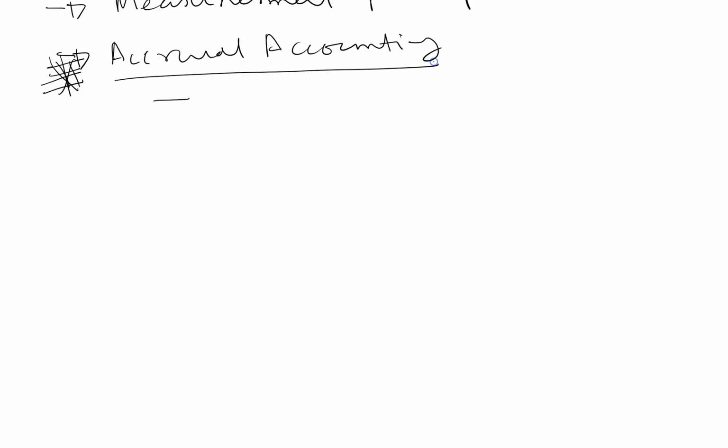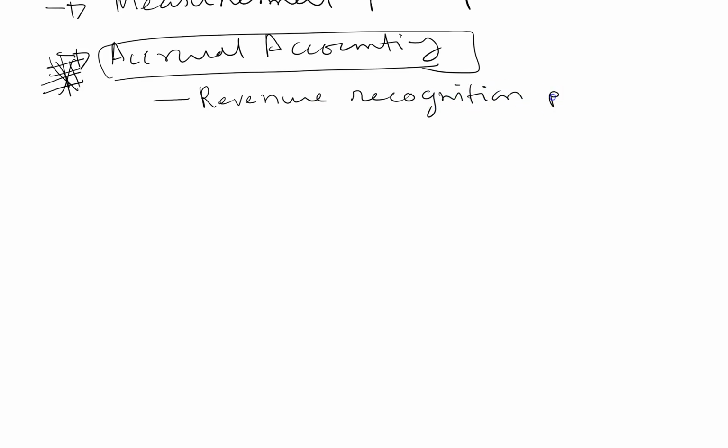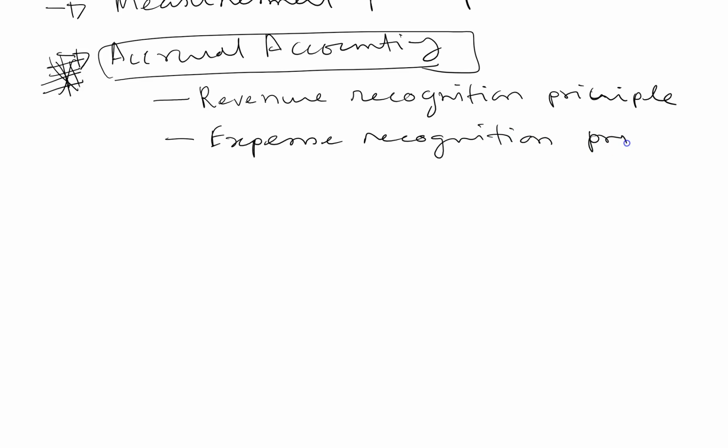So under this accrual basis accounting, there are two principles we are all familiar with. One is called the revenue recognition principle, and another is the expense recognition principle. The revenue recognition principle states that you need to record the revenue when you earn the revenue. It doesn't matter whether you receive cash or not. So that means when you provide any service, when you ship any goods, you earn the revenue and you record it.